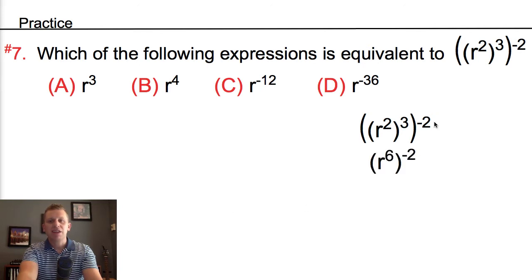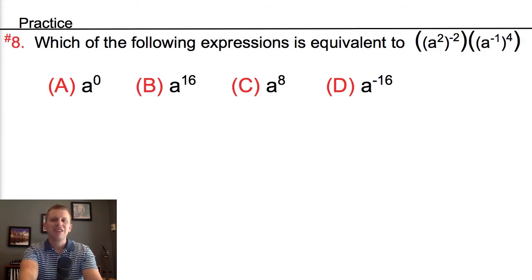Then what I can do is take care of the outside here. 6 times negative 2 is negative 12. The final answer is r to the negative 12th. Let's try another one. See if you can figure out the answer to this problem.